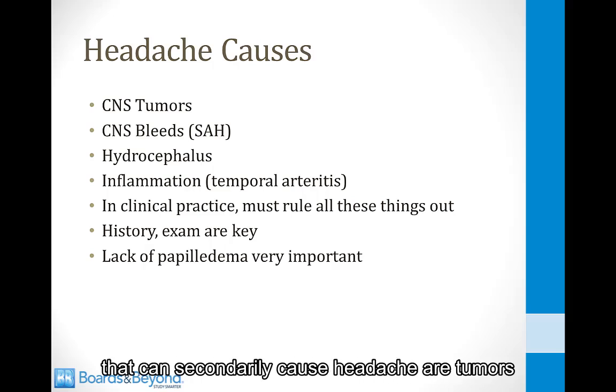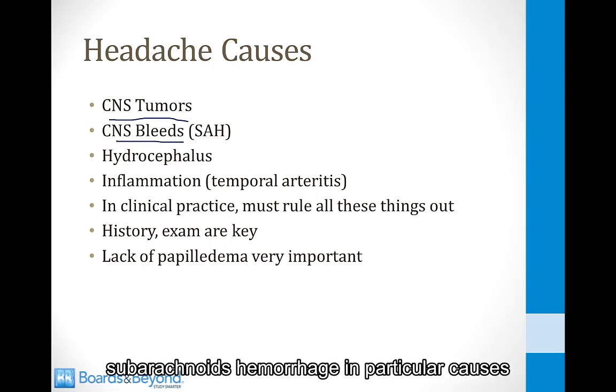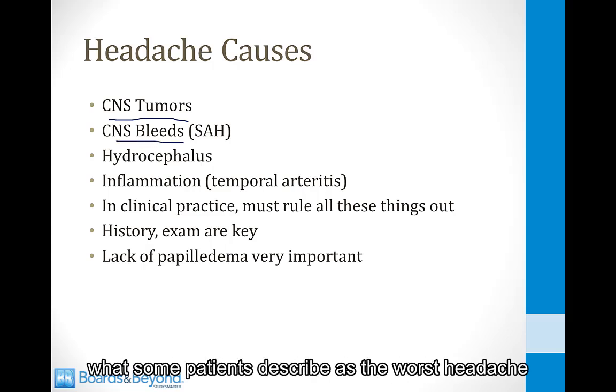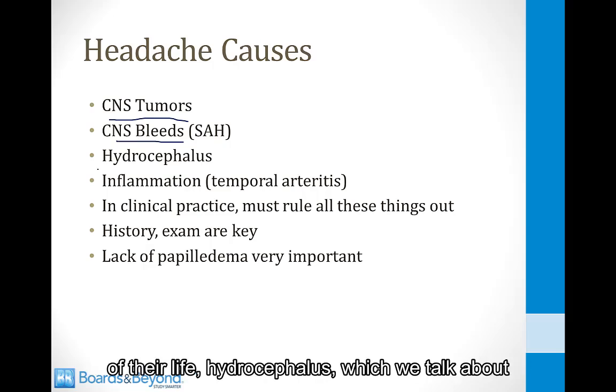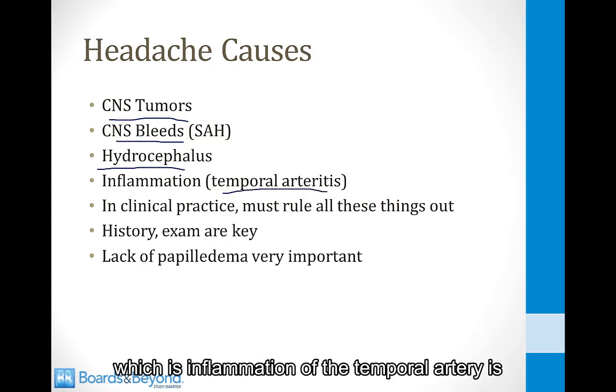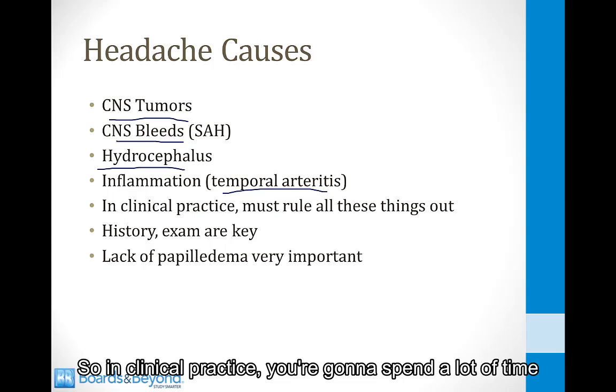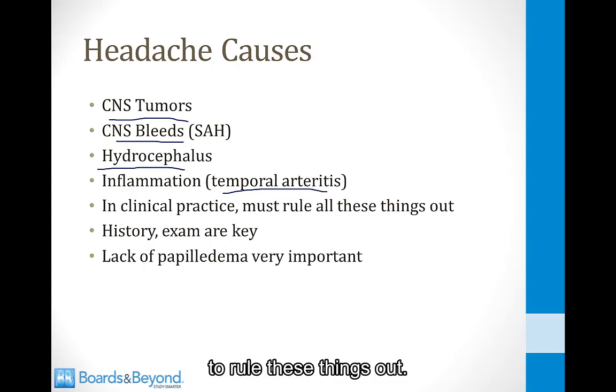So some of the things that can secondarily cause headache are tumors of the central nervous system, bleeds, subarachnoid hemorrhage in particular causes what some patients describe as the worst headache of their life, hydrocephalus, which we talk about in another module, inflammation, especially temporal arteritis, which is inflammation of the temporal artery, is a dangerous cause of headache. So in clinical practice, you're going to spend a lot of time to rule these things out.